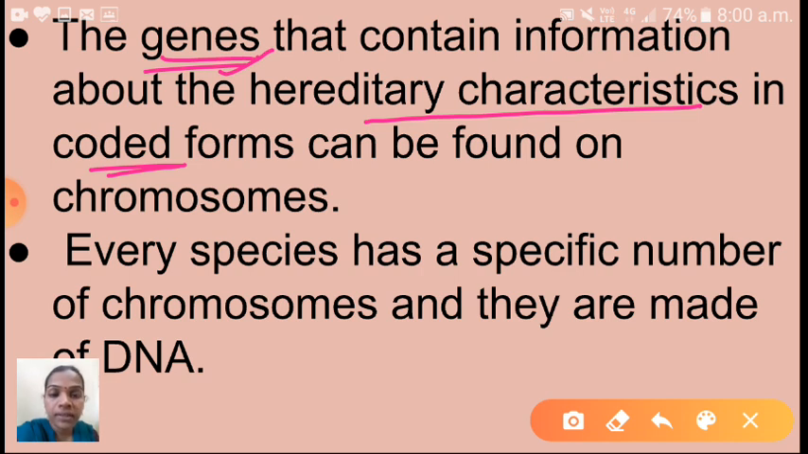Okay, so every living organism is made up of what? Cell. Inside the cell what is there? Nucleus is there. In the nucleus, chromosomes are there. So every species has a specific number of chromosomes. In humans we have 23 pairs of chromosomes in each cell. So that number of chromosomes might vary from species to species, and they are made up of DNA. I hope you understood these 2 points. Shall I go to the next one?